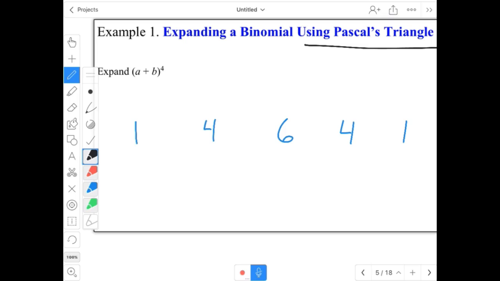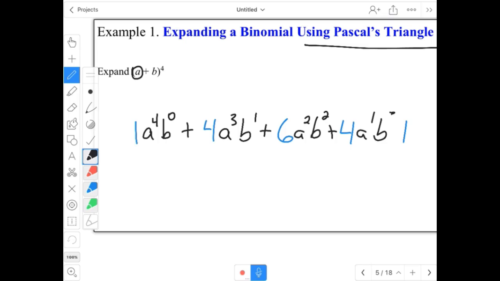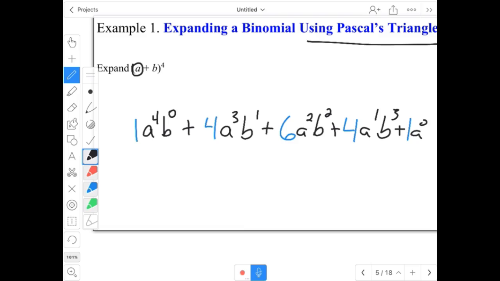So I know that all of them start with my first term, or a in this case, where I'm going to have a to the 4th power, b to the 0 power, plus, and then they're just slowly going to shift over to that b term. So a to the 3rd, b to the 1st, plus a squared, b squared, plus a to the 1st, b to the 3rd, plus, and now we have none with our a's, and 4 with our b's.